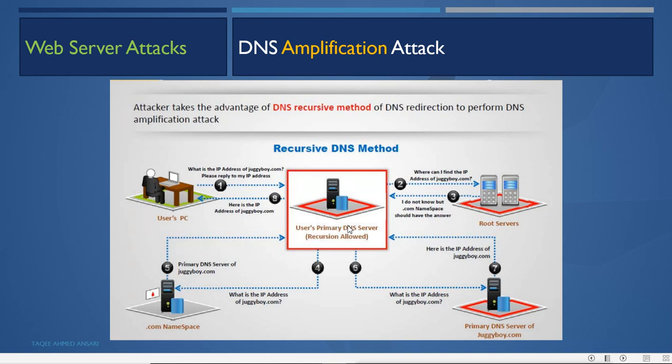Then this primary DNS server sends a request to the juggyboy.com primary DNS server, asking what is the IP address of juggyboy.com. In the response, this DNS server says okay, this domain belongs to me, juggyboy.com belongs to me. That means I am the authorized DNS server, and I will respond. So this DNS server will respond with the IP address to the user's primary DNS server, and then the user's primary DNS server will send the reply to the user, who is already waiting. It says here is the IP address of juggyboy.